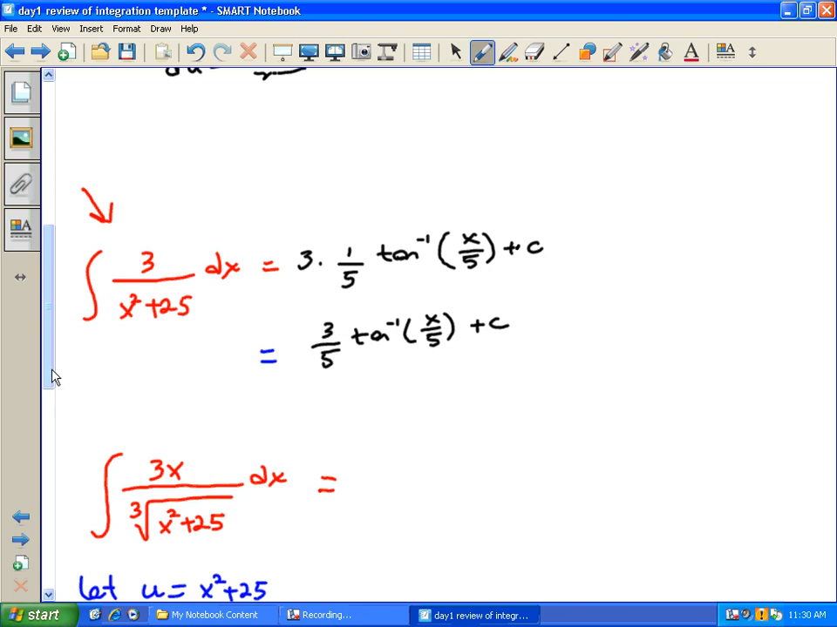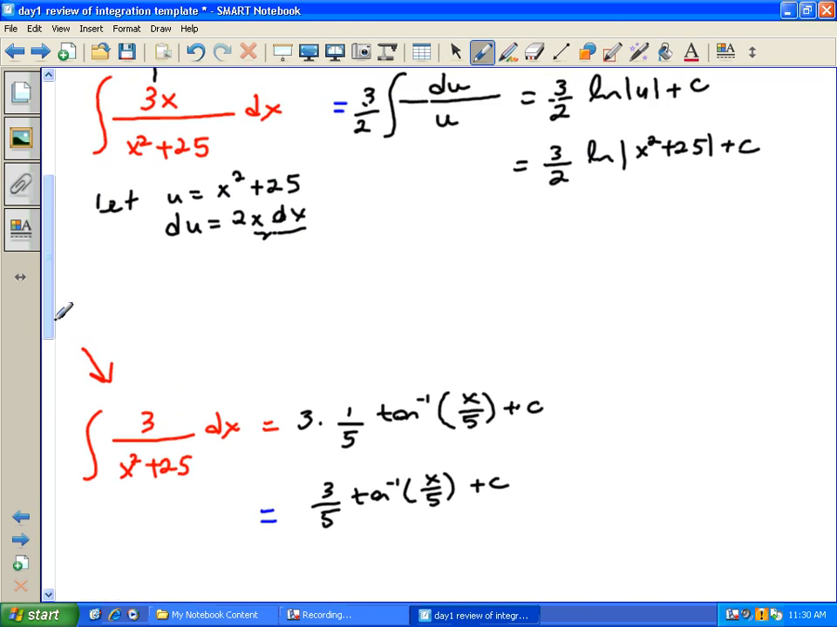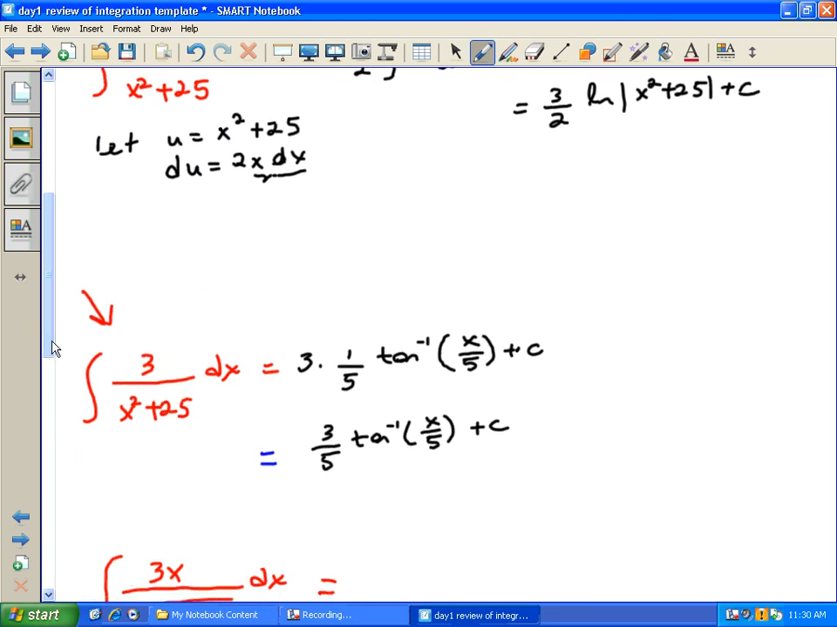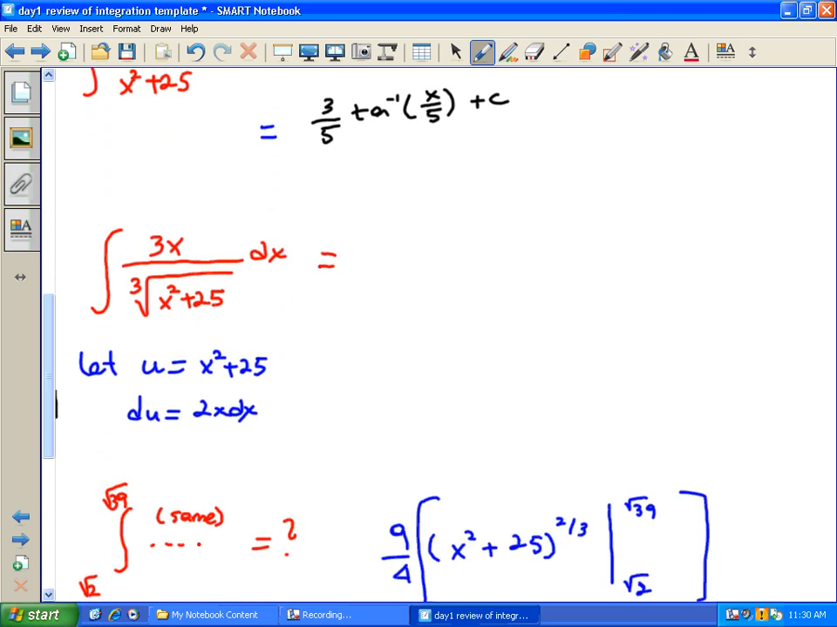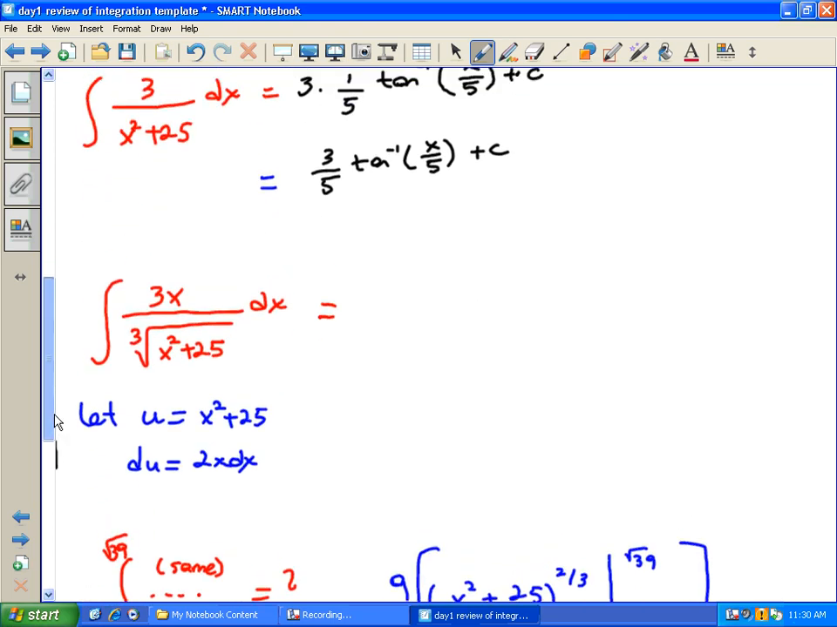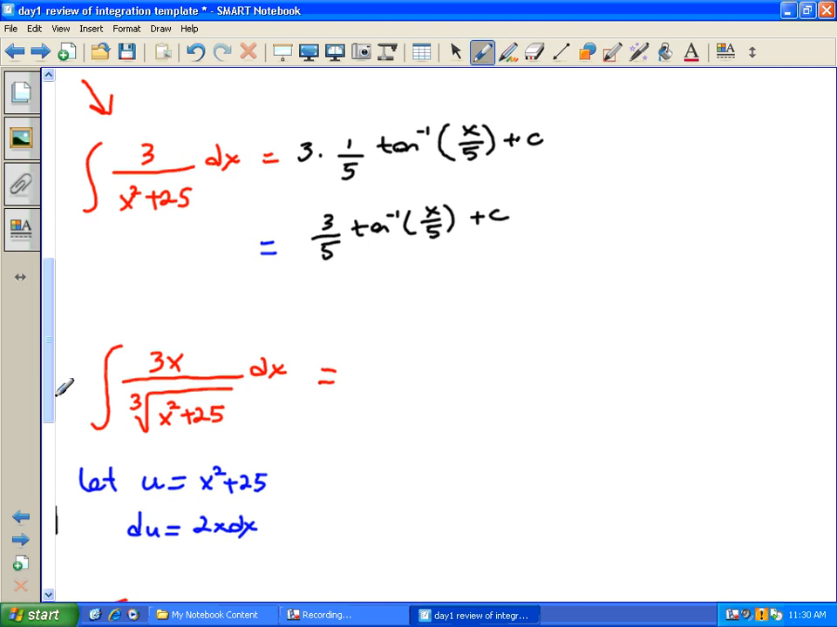So look at it very carefully when a problem is given to you and decide whether u substitution applies or not. For example, this next problem, could I use u substitution here, or could I use one of those inverse trig functions once again? Well, because we have that cube root sign on the bottom around x squared plus 25, there is no inverse trig function formula when you have a cube root sign.